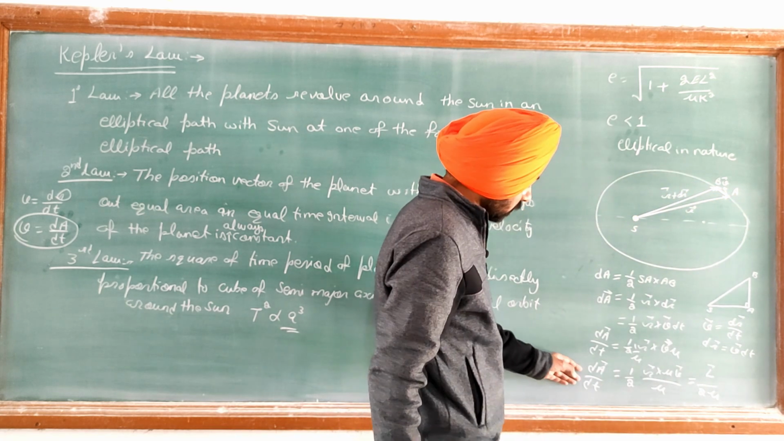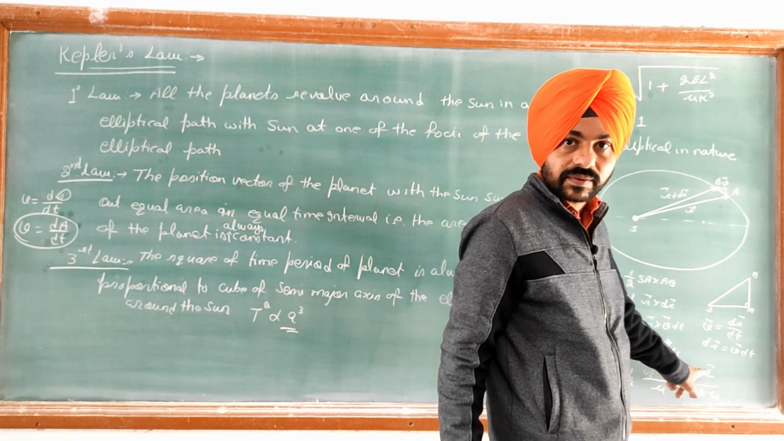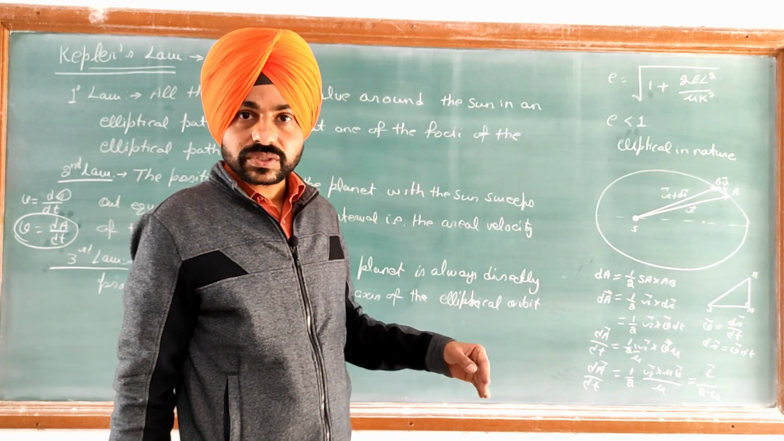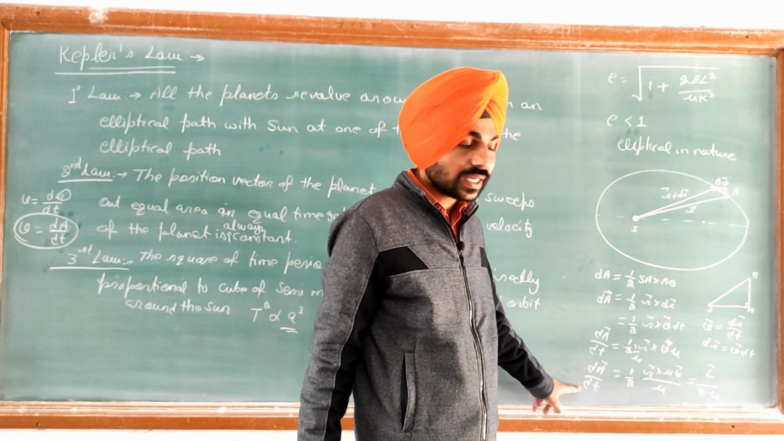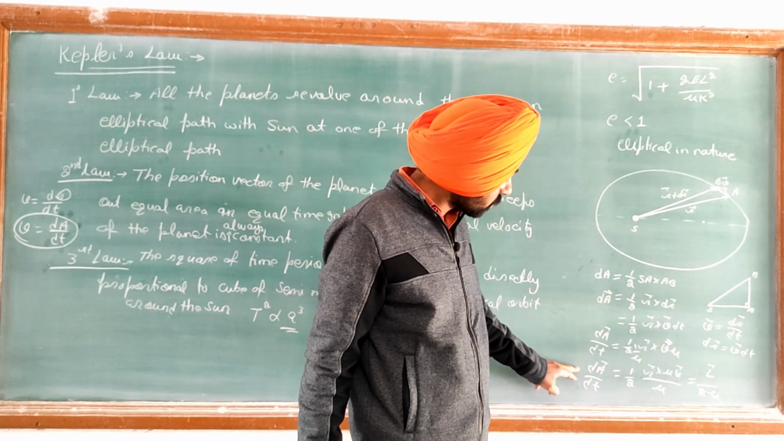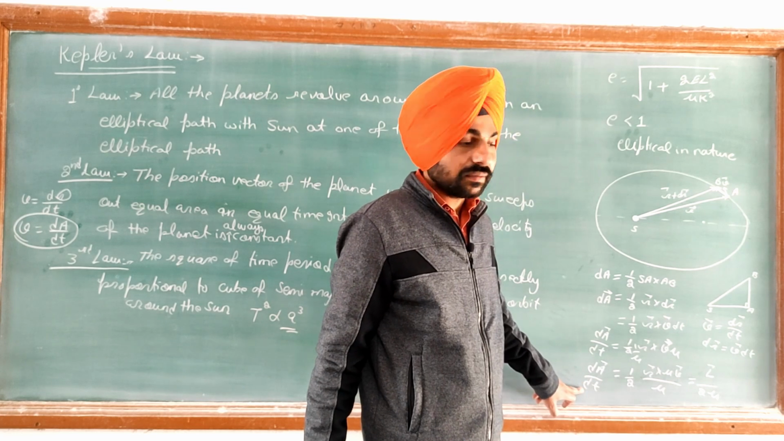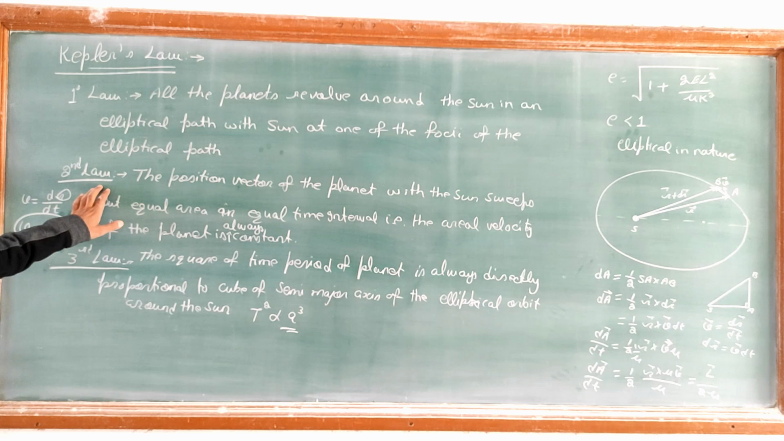As in our previous lecture we found that the angular momentum vector L is constant. So if L is constant, 2 is also constant, and the reduced mass mu is constant, that means dA upon dt is constant. In this dA upon dt, A is the area. So the rate of change of area with time is constant.